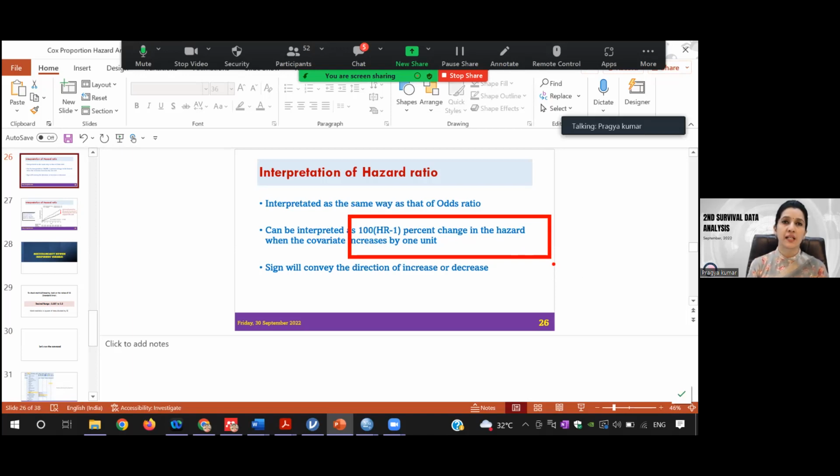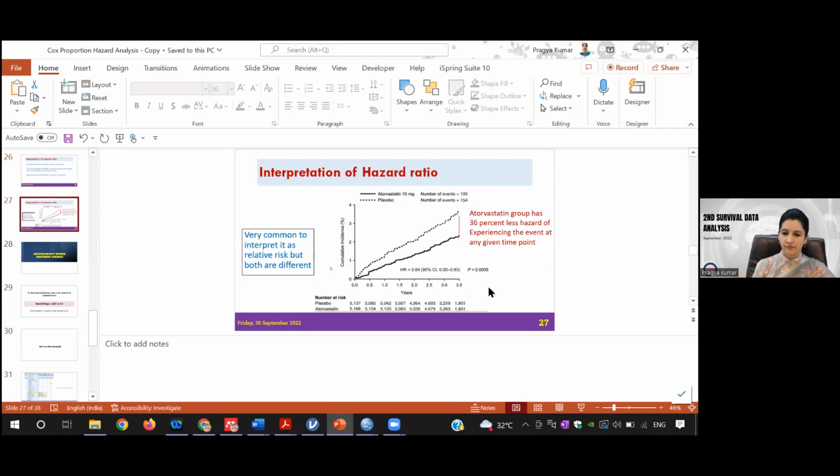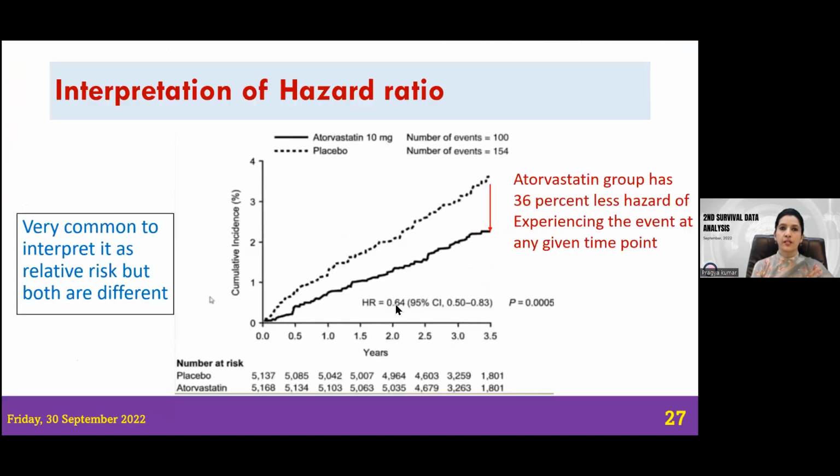I'll be explaining this in more detail when we actually see the table. So if I say the hazard rate is 0.74, in this case, if you see this HR is 0.64. So if I do 100 in the bracket multiplied by HR minus 1, what will be the value of 0.64 minus 1?